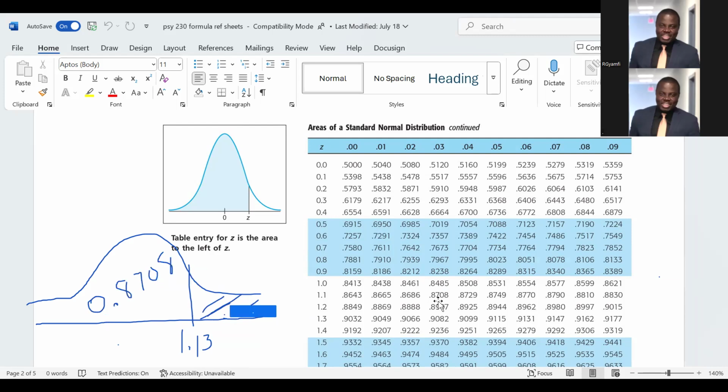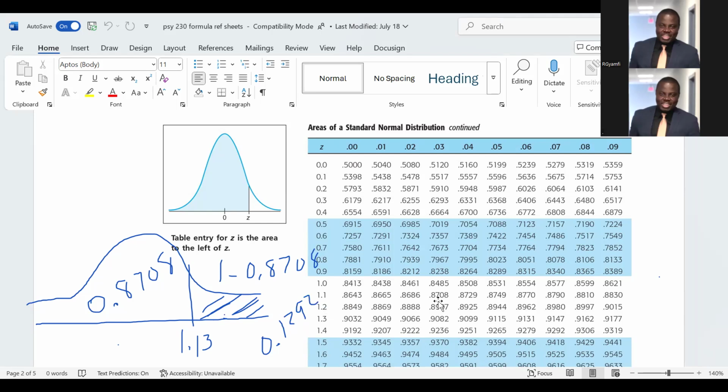Now, this is what we're trying to find. So you're going to do 1 minus 0.8708, and that gives you 0.1292.